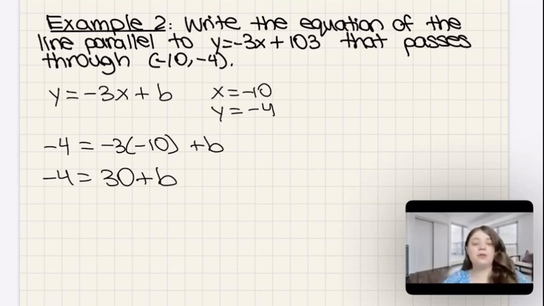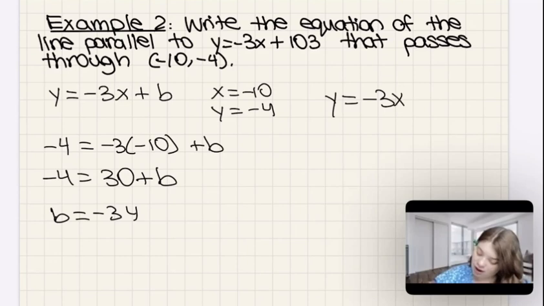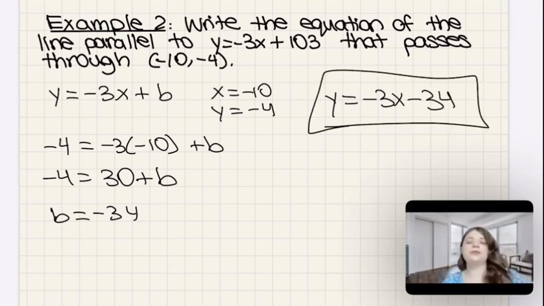Recall that when we multiply two negative numbers, such as negative 3 and negative 10, we get a positive answer. So that's why it's positive 30 here. And then if we subtract 30 from both sides, we get that b is equal to negative 34. So therefore, our final answer is y equals negative 3x minus 34. And there we go.